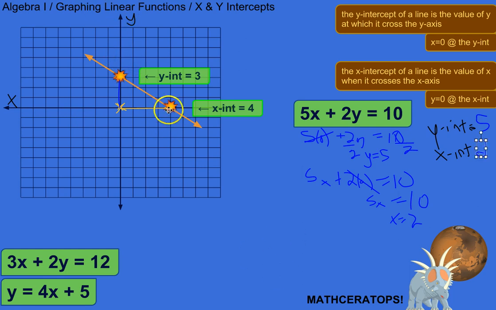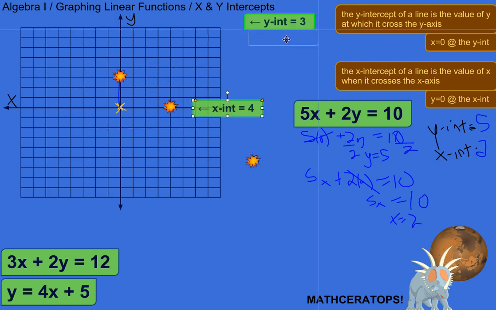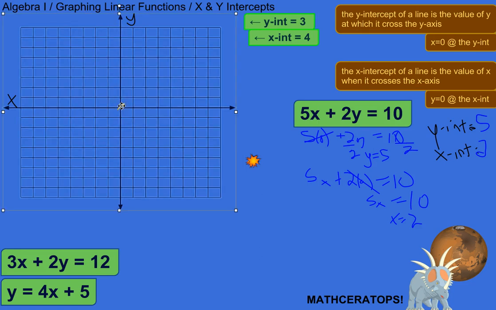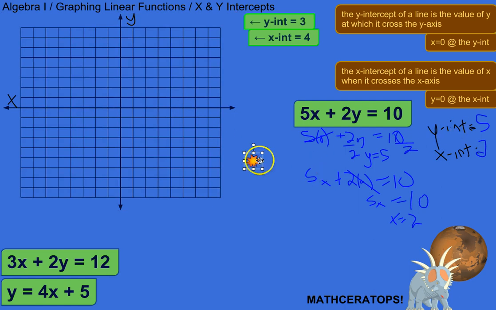I'll plot it with these explosion things. It's like intercepting, kind of. All right. So the y-intercept is 5. Let me just move everything and make some room. Okay, so my y-intercept is 5. So the place at which it crosses the y-axis is 1, 2, 3, 4, 5. The x-intercept is 2. So it crosses at 1, 2.